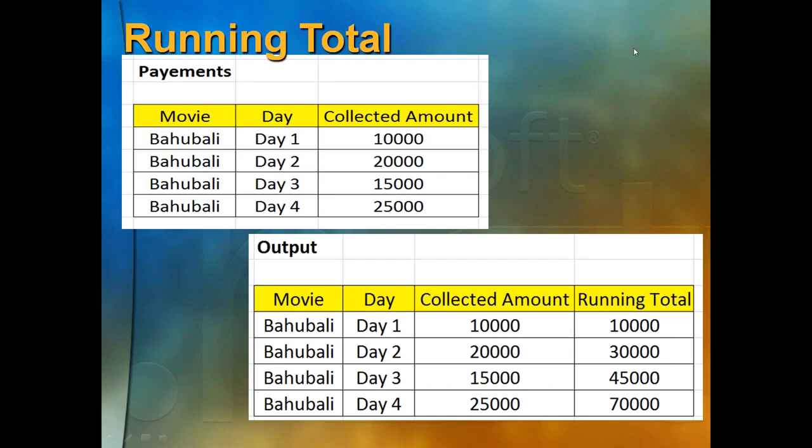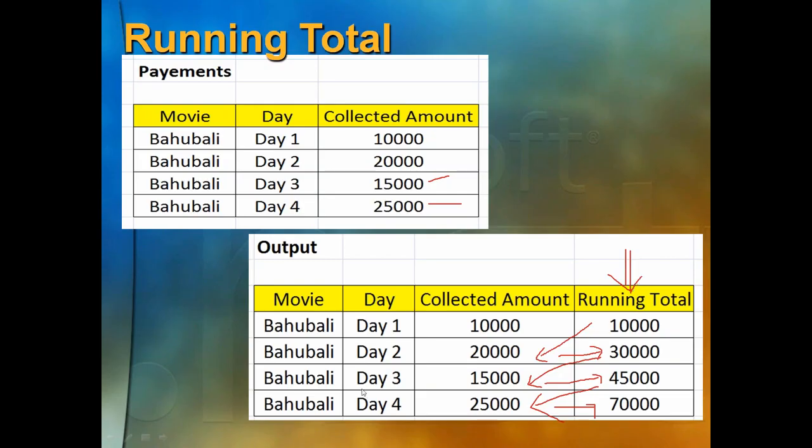For the next day's collections, I would like to have a running total. What do you mean by running total? First day amount plus second day amount: 10,000 plus 20,000 is 30,000. So on day two, the running total will be 30,000. Then 30,000 plus the next day collection of 15,000 is 45,000. Clear? So at the end of day three, you have $45,000, plus the next day collection of $25,000, so 45,000 plus this one will be 70,000. This is how you should be able to get the running total.